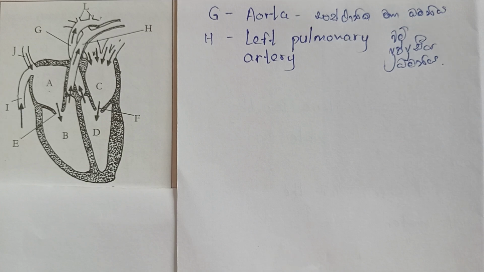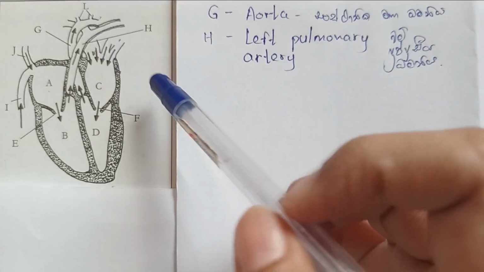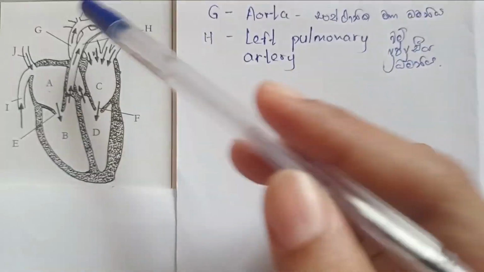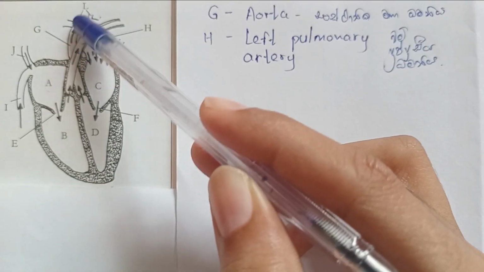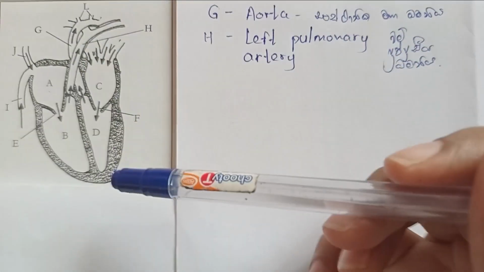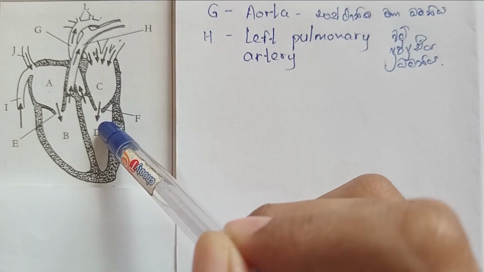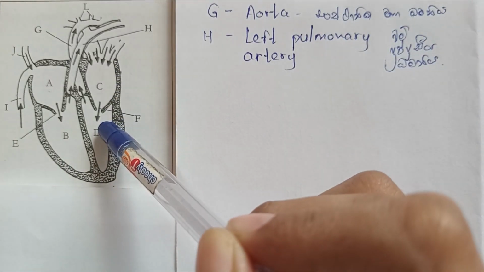So aorta connects into, aorta means this one, connects into the left ventricle.